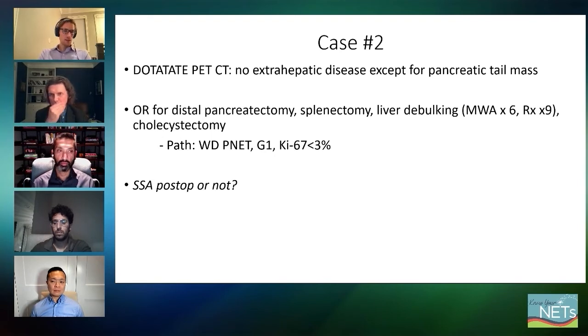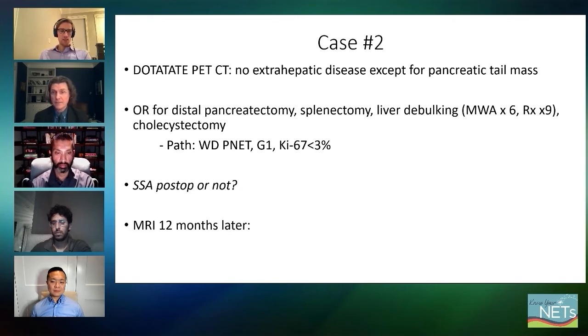Is it worth continuing SSAs, Thor, or should we just wait and see? Or what would you do? I would probably not do anything for 3 to 4 months, and then I would love to see a DOTATATE PET MRI with a hepatobiliary contrast. And I probably wouldn't do anything until it starts moving again.